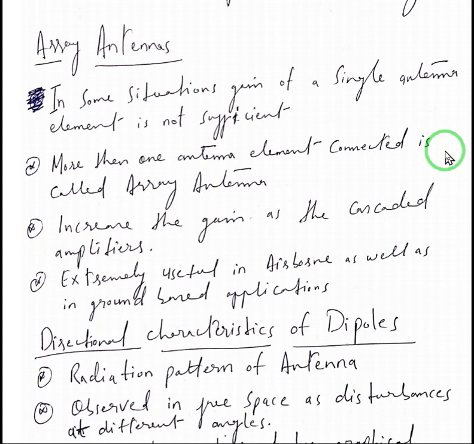An array antenna is basically nothing, just a number of elements connected with each other to give you the maximum gain, like the cascaded amplifier. And the applications are airborne as well as ground-based applications.